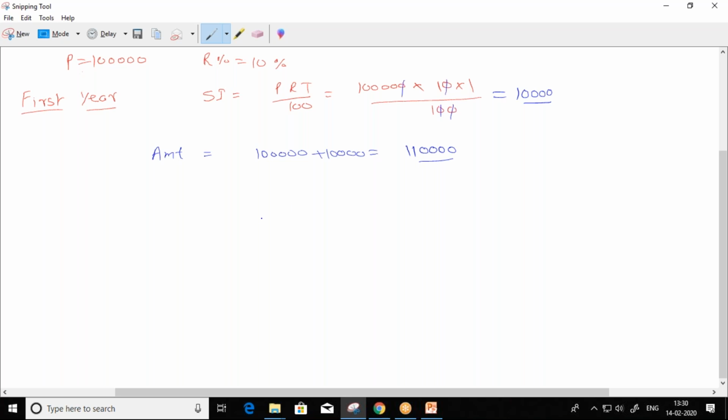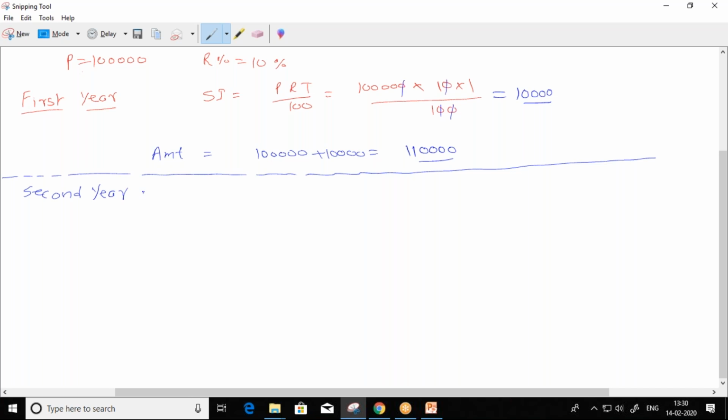Now the lender is going to charge the interest for the second year on the amount 1 lakh 10,000, not on the 1 lakh. If he is charging interest in the second year also on the 1 lakh, that is simple interest. Here, the lender is going to charge the interest on the principal money plus interest on interest. So let's go for the second year to understand it better. I will write here, this is for the second year.